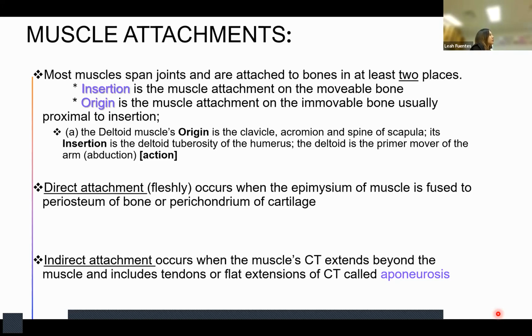And then we also have direct and indirect attachments. A direct attachment is usually fleshy. This occurs when the epimysium of the muscle is fused to the periosteum of bone or the perichondrium of cartilage. And then the indirect attachment occurs when the muscle's connective tissue extends beyond the muscle and includes tendons or flat extensions of connective tissue called the aponeurosis.